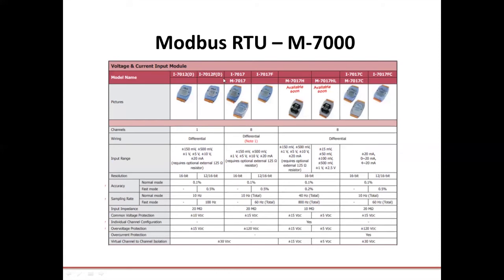Like for instance, our M7017, which is one of our most popular models, and our M7017C is current input only. So if you do have all 4 to 20 milliamp ones within these ranges, you can select the M7017C. The C stands for current. The voltage input modules can accept current in most cases, but would require an external resistor, so you need to be careful of that.